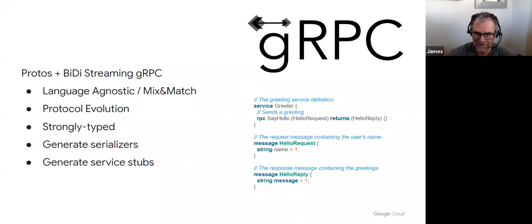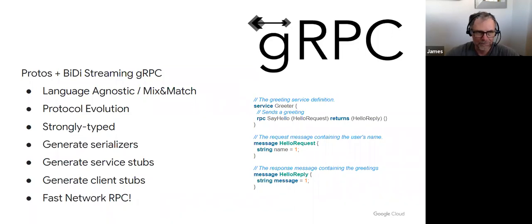So you'll see that in this example, I've defined a greeter and it has an RPC service. So it's something that takes an input and returns an output of those messages. And what this will do is generate the client and the server to be able to use that service. So we generate both of those, and then we get super fast network RPC.